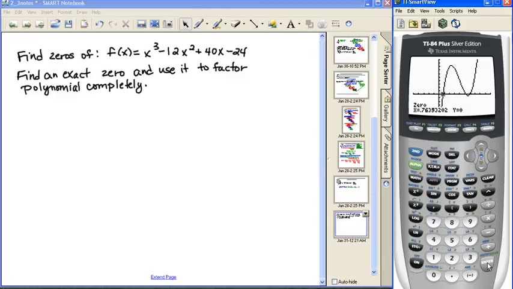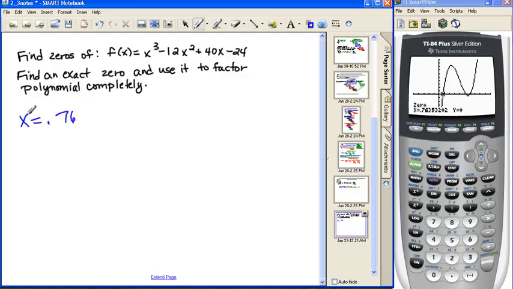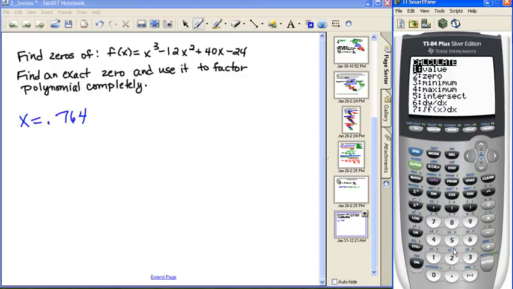So it's showing us that one of the zeros is x equal to 0.764. We'll round that off. Okay. Now we need to repeat the steps to find the next two zeros. So we press second, trace, zero, and now we need to move to the right, and we've got to be on the left side of this zero. Imagine a vertical line through the zero, and you want to be on the left side of that. So we're going to press enter. And now for the right bound, we need to go to the right side of that zero.